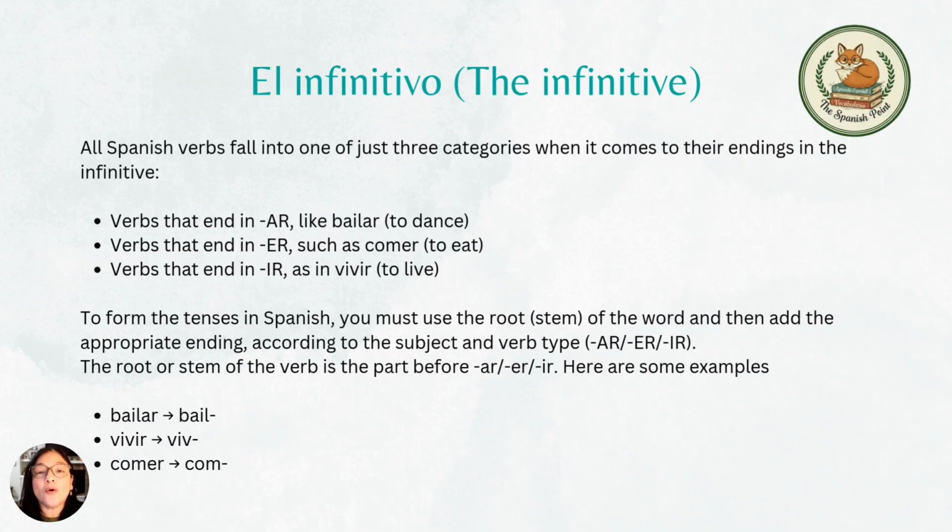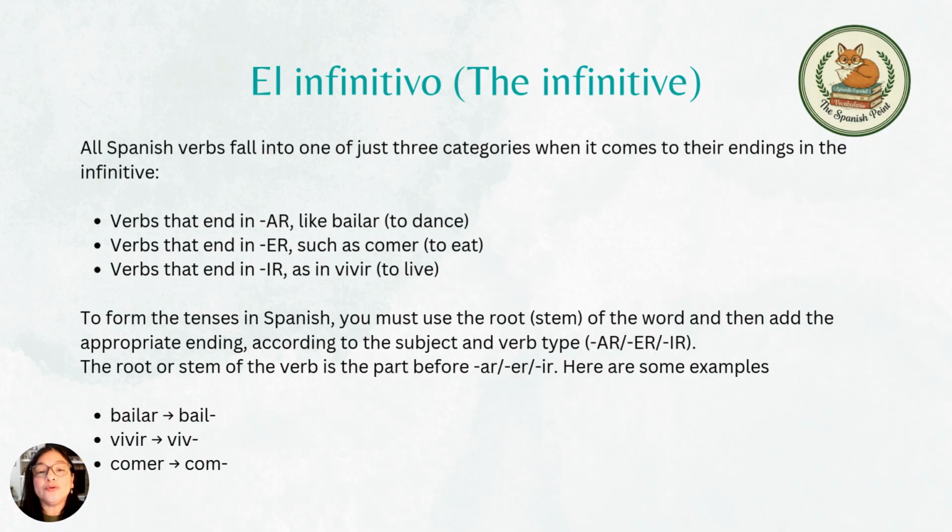In Spanish, all the verbs belong to one of three categories. The verbs ending in AR, like hablar, bailar, cantar; verbs ending in ER, like comer, beber, tener; and verbs ending in IR, like vivir, oír, sentir. So every verb will belong to one of these three categories.